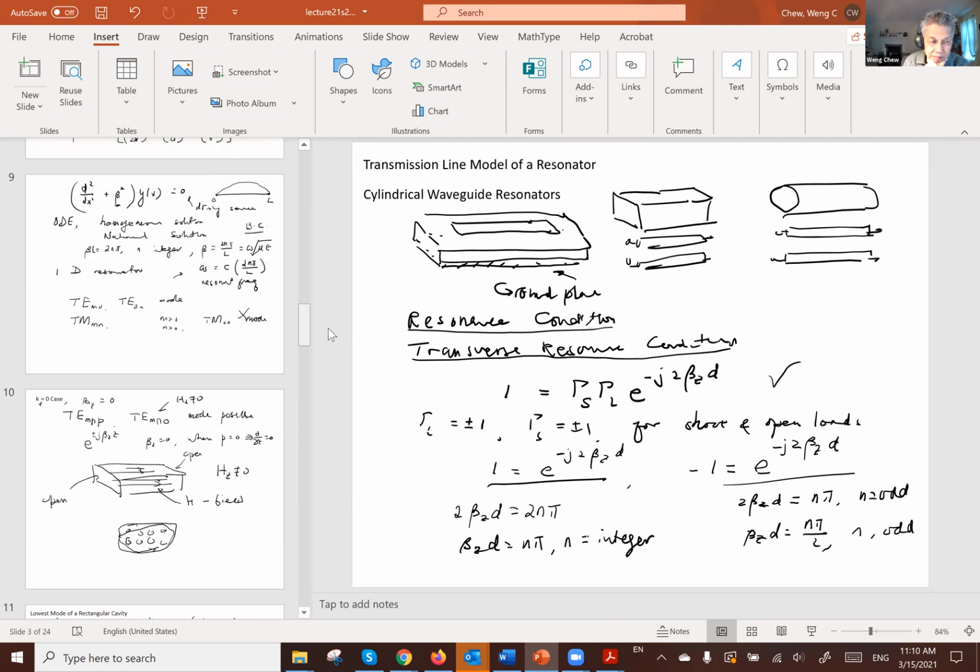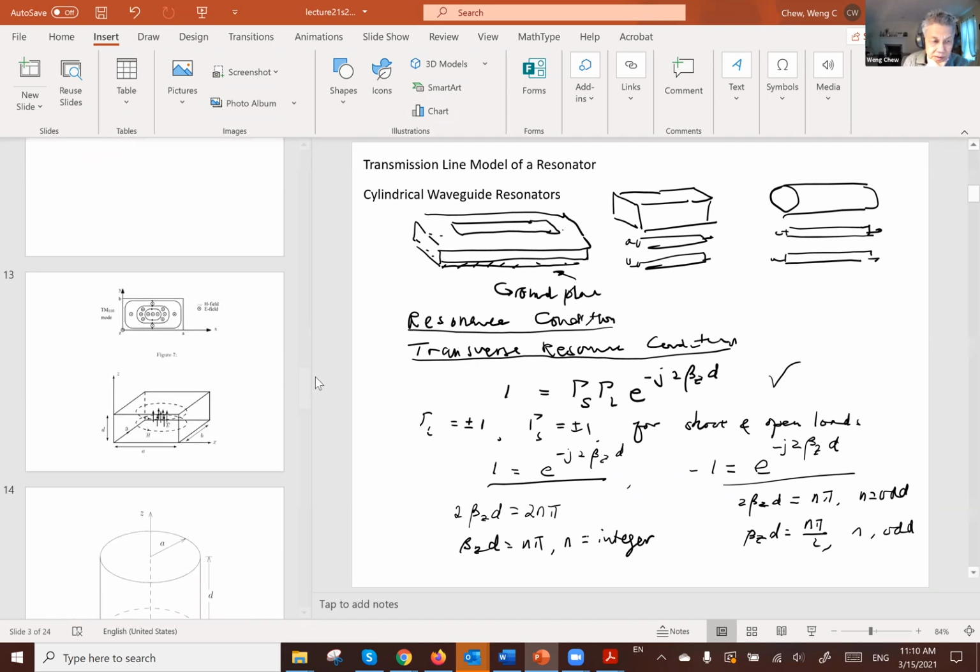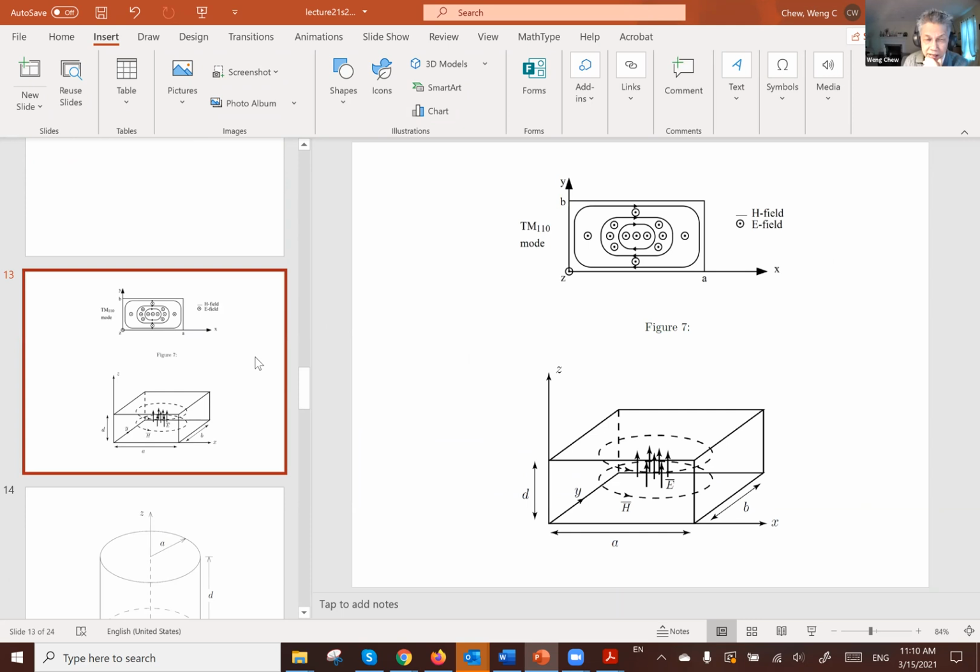And then the mode will look like this. This would be the case where P equal to 0, M is equal to 1, N is equal to 1. So the mode that is bouncing back and forth is the TM11 mode.